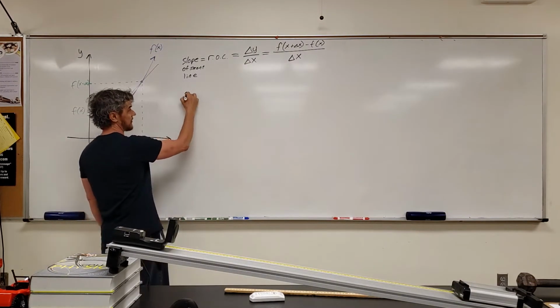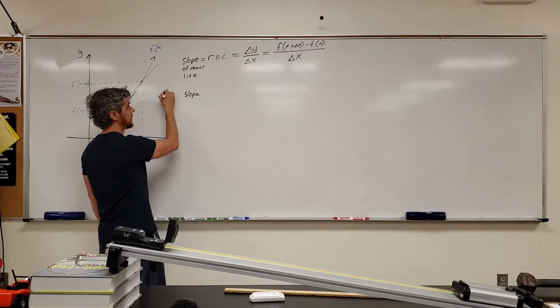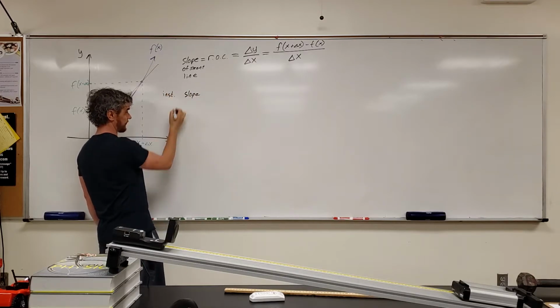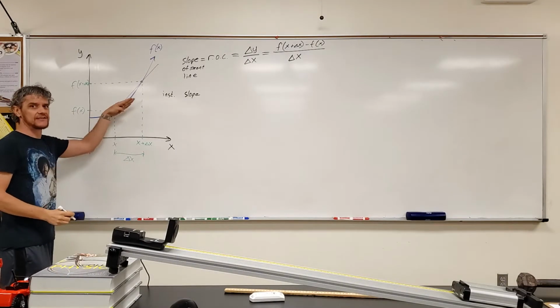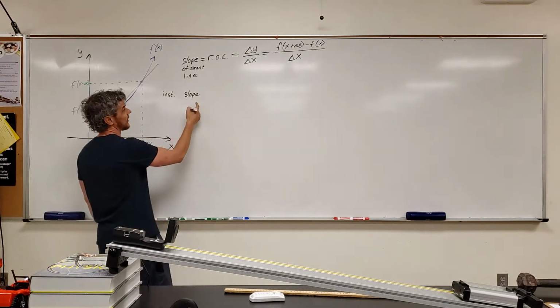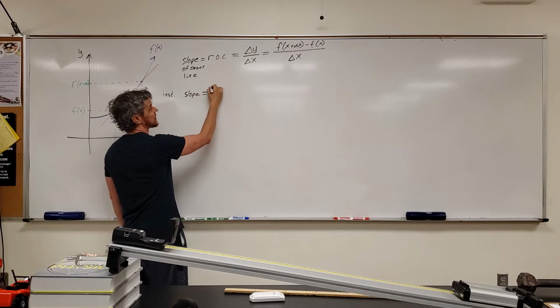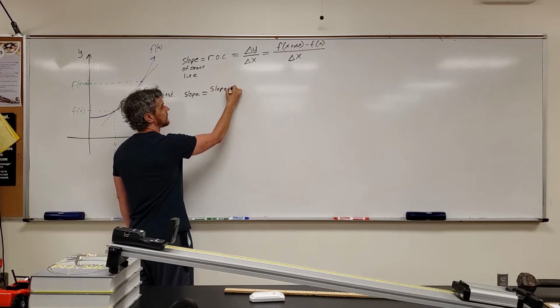And so if I want to find the instantaneous slope, sometimes it's called that because it's at this particular instant on the graph, we know the slope of that secant line. The instantaneous slope, that's going to be the slope of the tangent line.